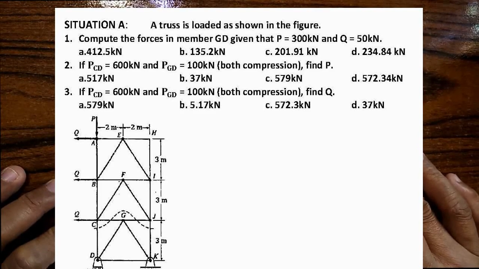572.34 kilonewtons. Number three, if force members in CD is equal to 600 kilonewtons and forces on GD is equal to 100 kilonewtons, both in compression, find Q. Choices are A, 579 kilonewtons; B, 5.17 kilonewtons; C, 572.3 kilonewtons; and D is 37 kilonewtons.